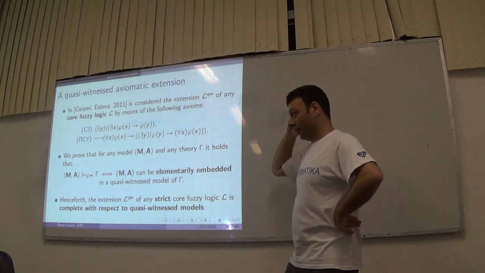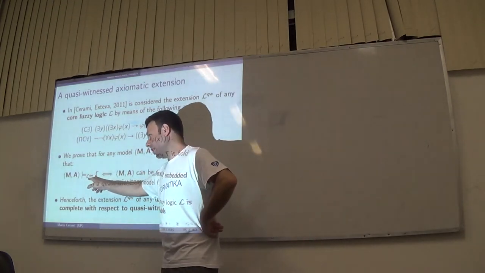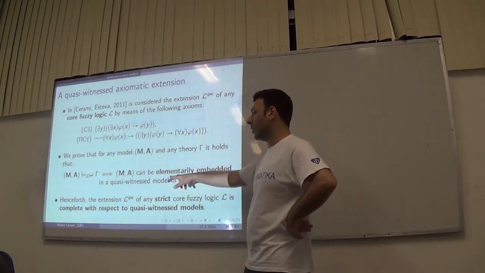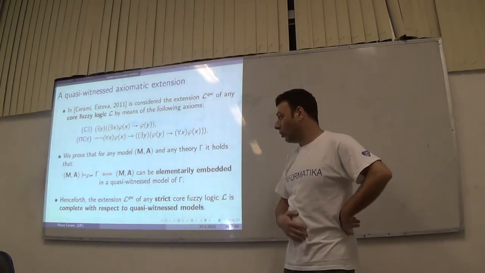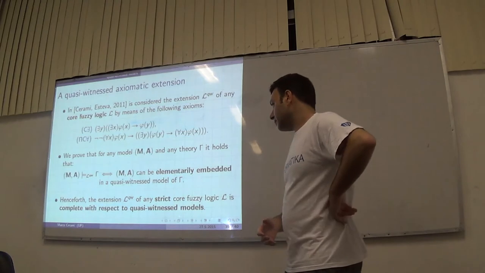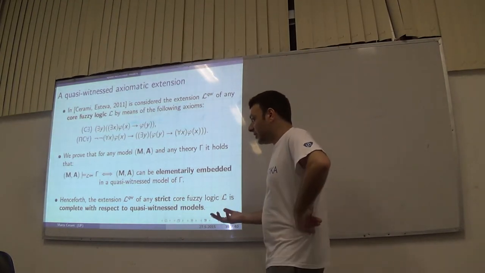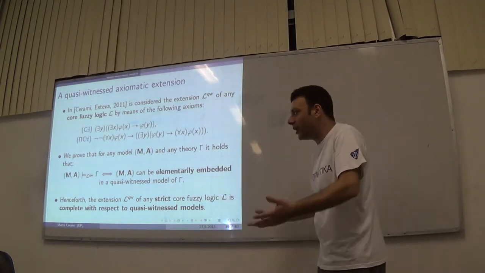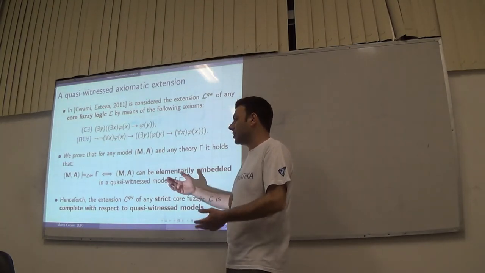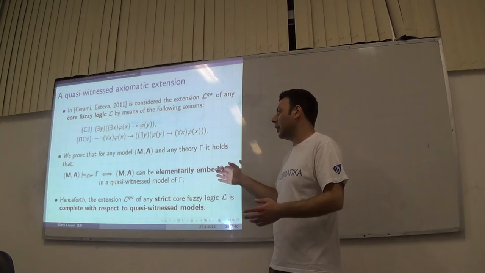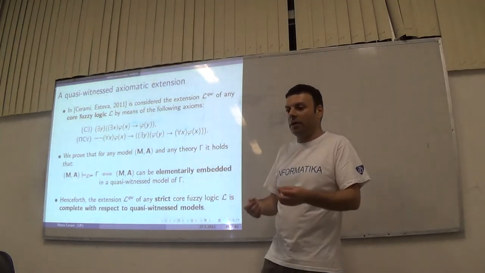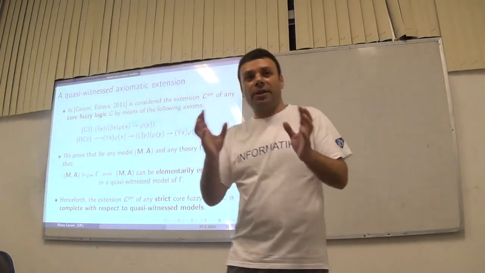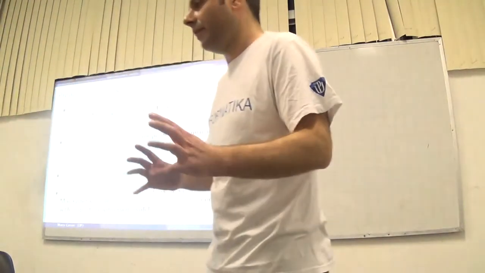And we have proved that for any model and theory, a set of formulas is satisfiable in this model if and only if the model can be elementarily embedded in a quasi-witnessed model of the theory. So the axiomatic extension by means of this axiom is complete with respect to quasi-witnessed models, because for satisfiable formulas we can always restrict our attention to quasi-witnessed models, even though they are not as manageable as witnessed models. It's quite a fine restriction in some way, even though there is management of infinite things here.